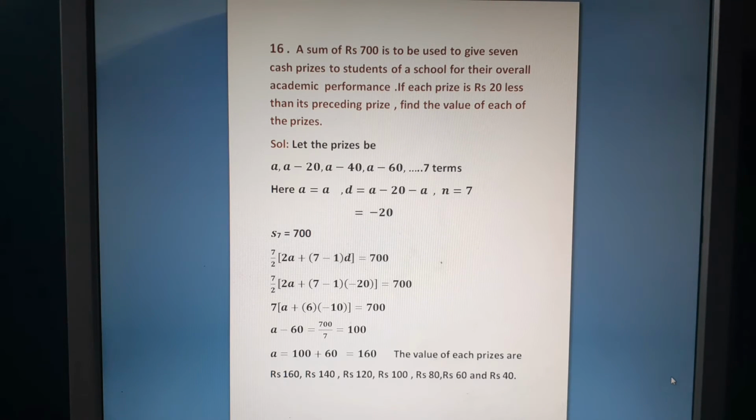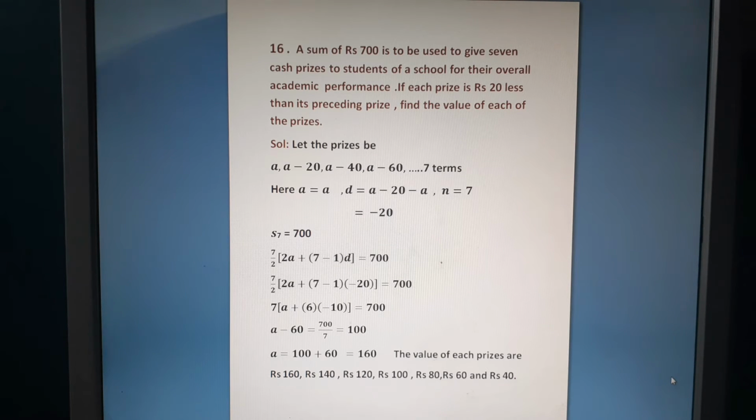16th one. A sum of rupees 700 is to be used to give 7 cash prizes to students of a school for their overall academic performance. If each prize is rupees 20 less than its preceding prize, find the value of each of the prizes. Children, do you understand the question? See the solution. Totally 7 cash prizes are there and each prize is rupees 20 less than its preceding prize.